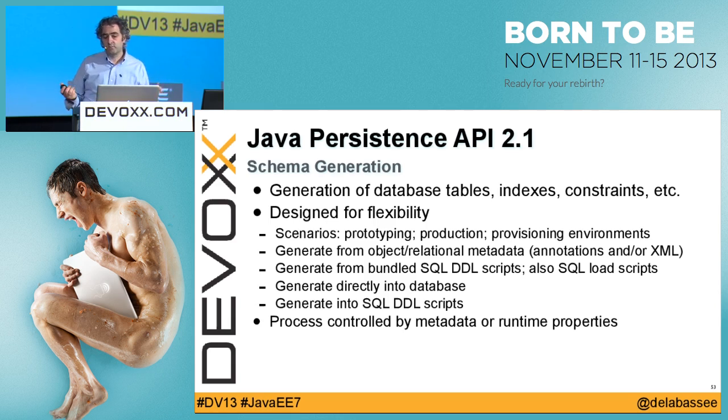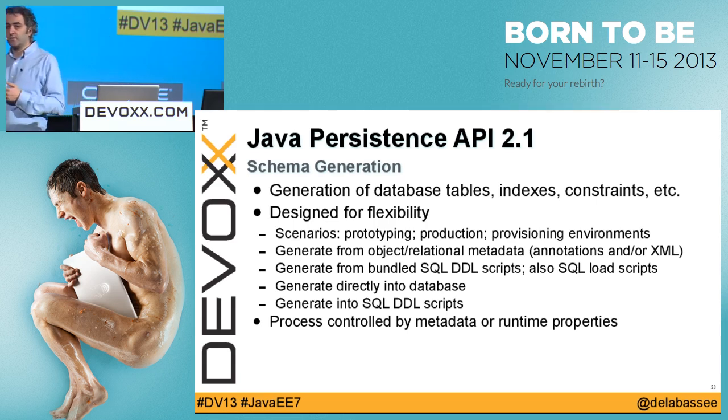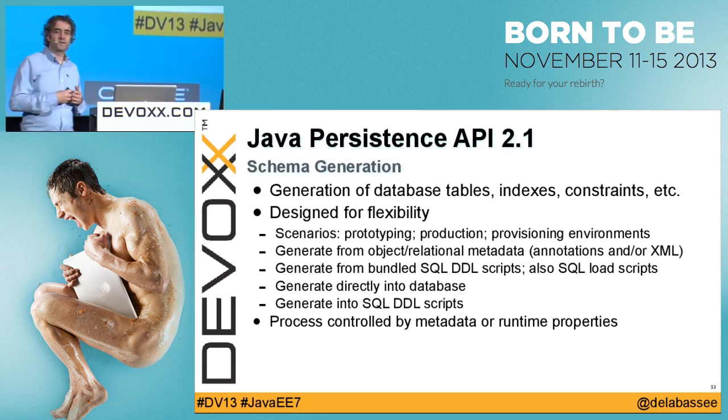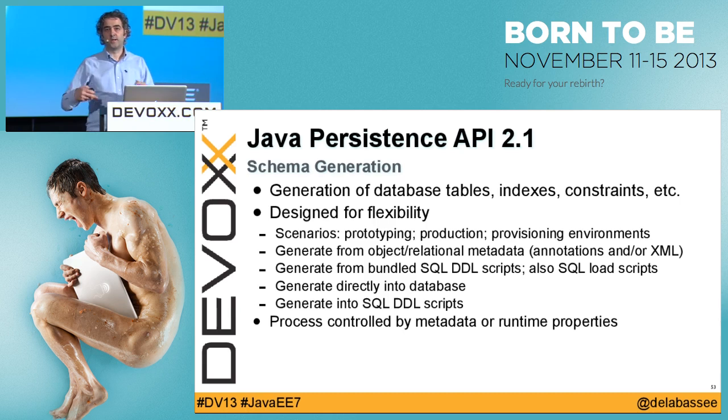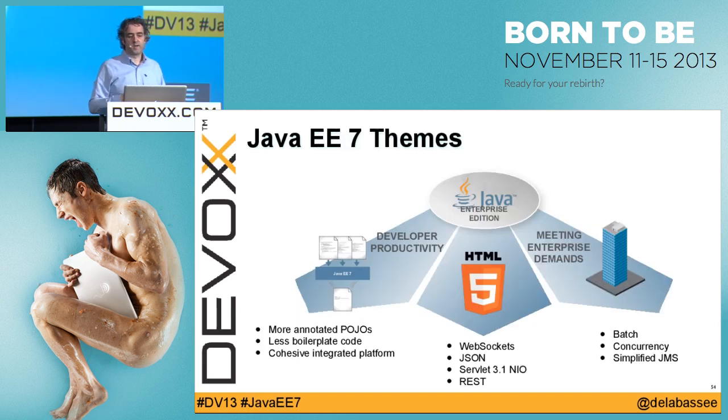JPA 2.1 has a lot of small enhancements. The only one I will talk about is the ability to generate database artifacts. JPA has the ability to generate database artifacts based on your entities. This is useful, for example, for iterative development. So each time you deploy your application, your database is recreated and populated with new data.